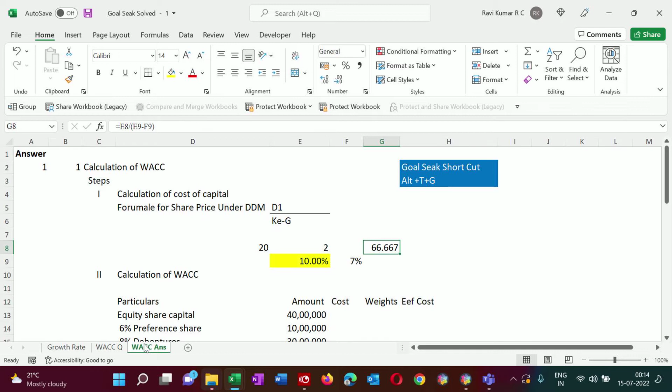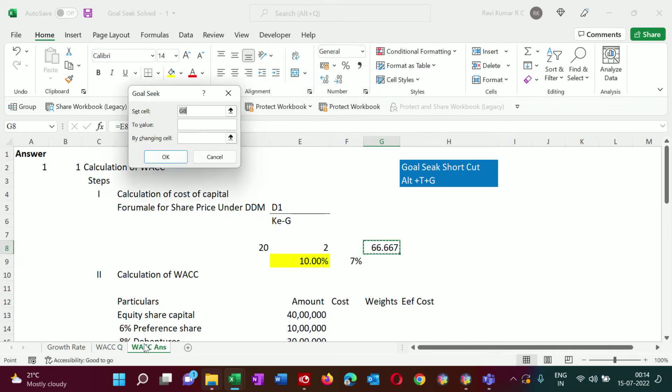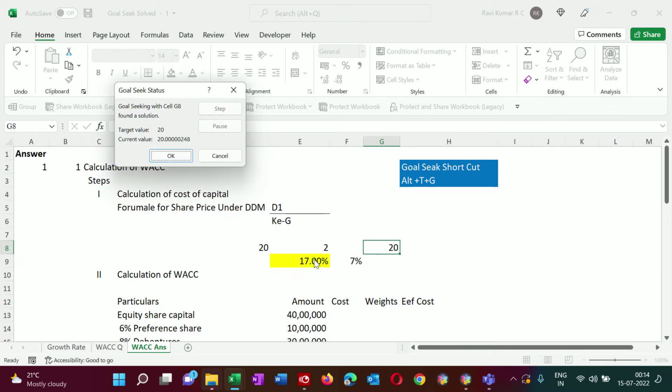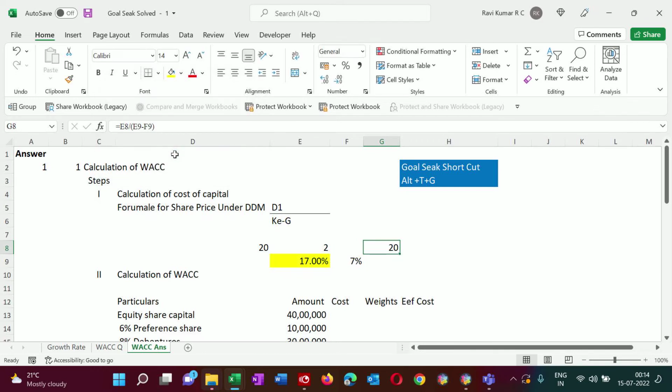The shortcut for goal seek is Alt G, and to value is 20 rupees by changing K, because K is what I put as an assumed number. Now, if I have to get 20, then what should be my K? Say enter, it will be 17%. So I'll say okay. So I got K now as 17%.